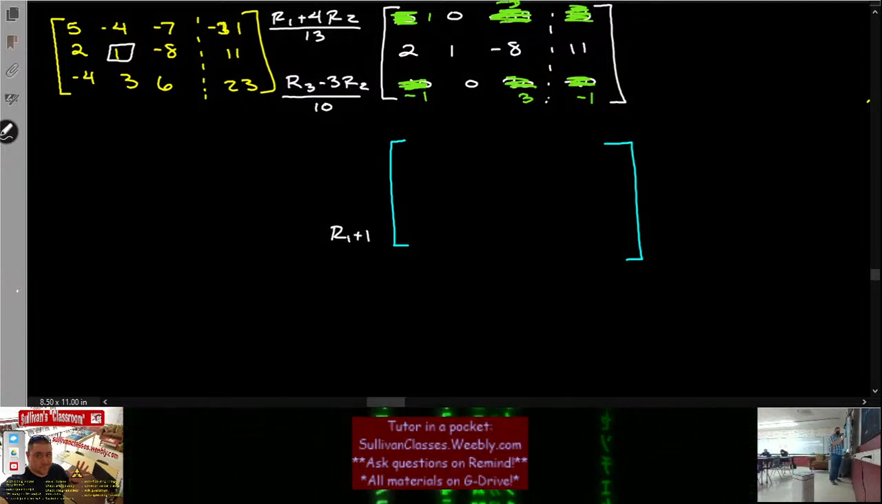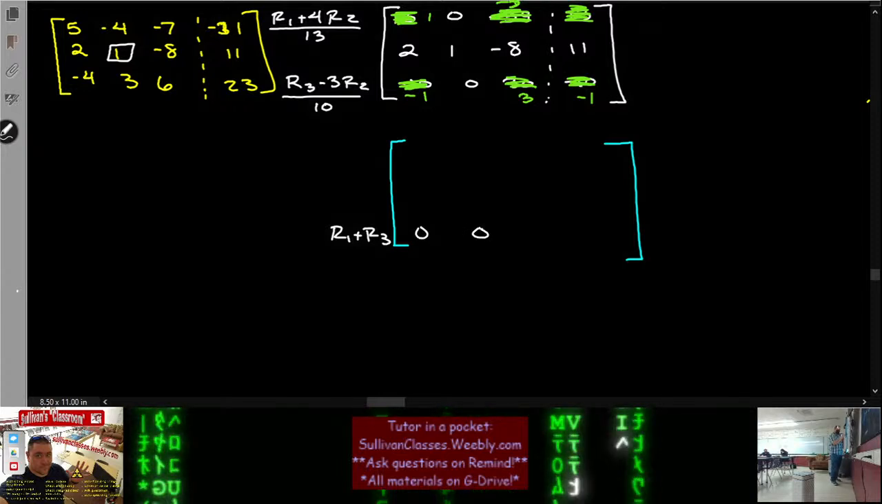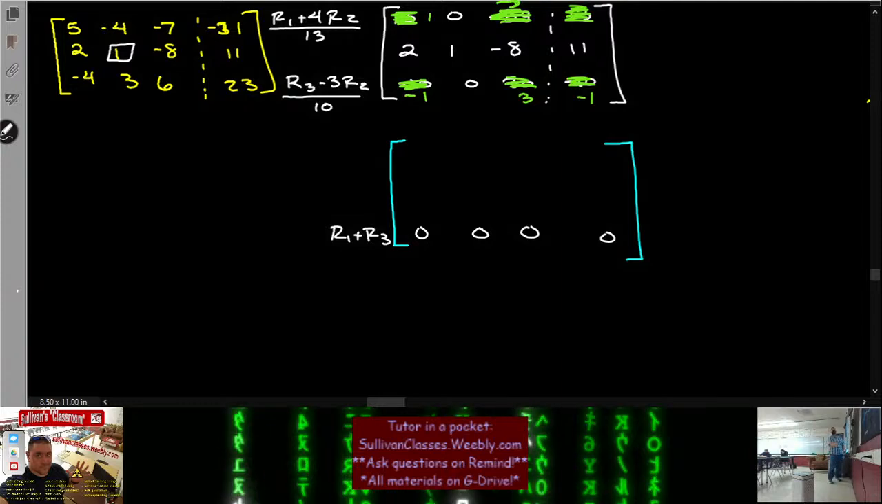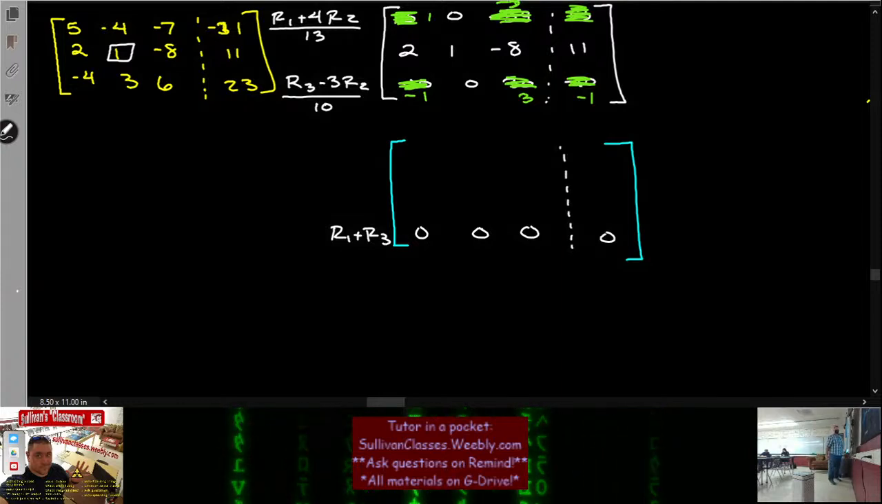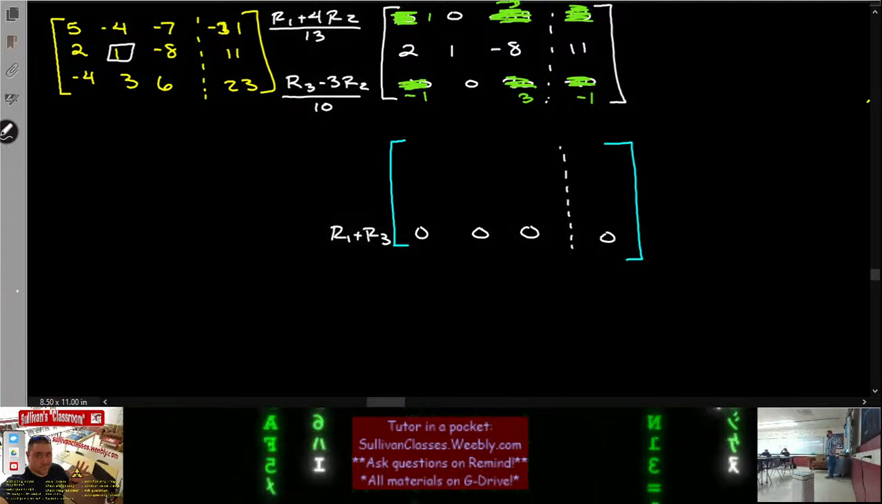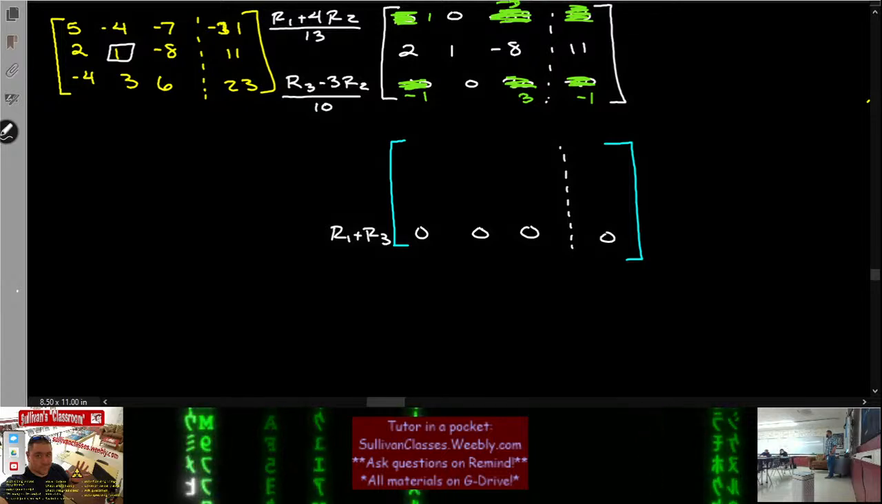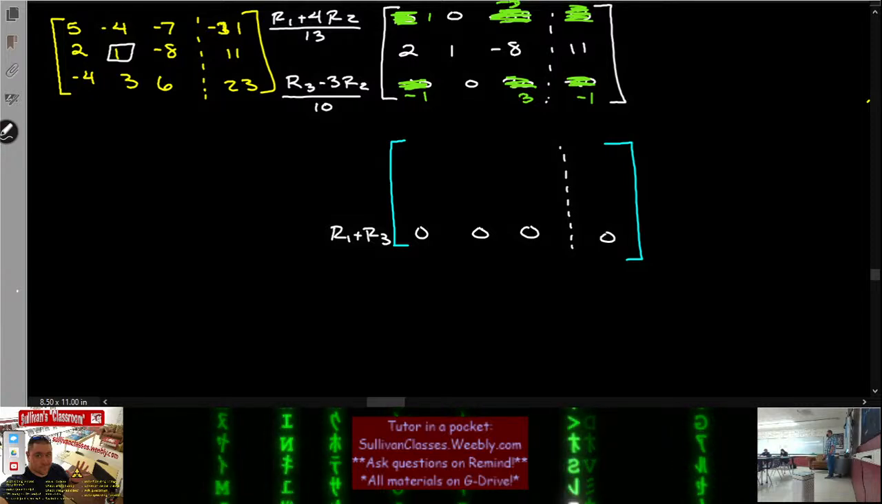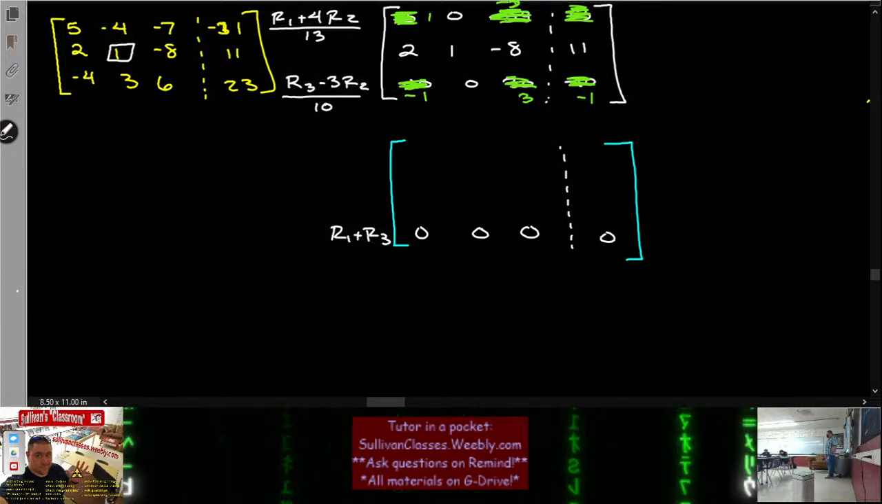If I say row 1 plus row 3, the catch is I get all zeros. And if I get all zeros, what does that mean? There is an infinite number of solutions because 0 does equal 0. That's an identity.